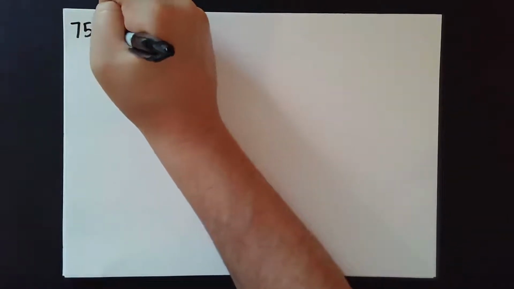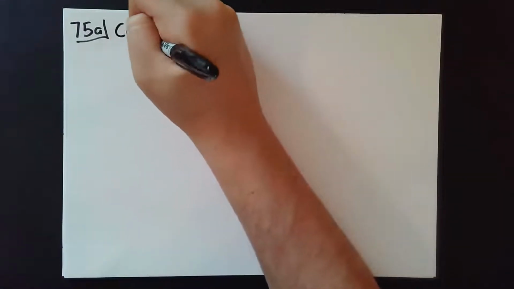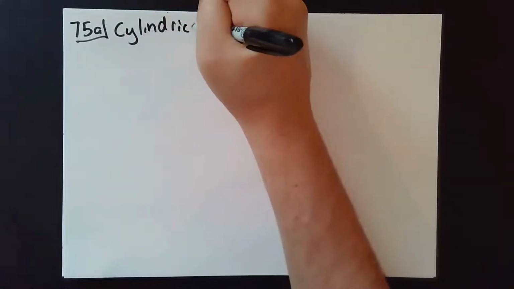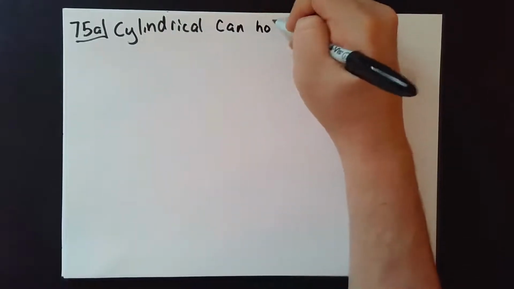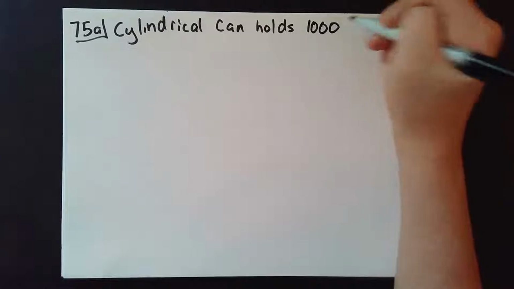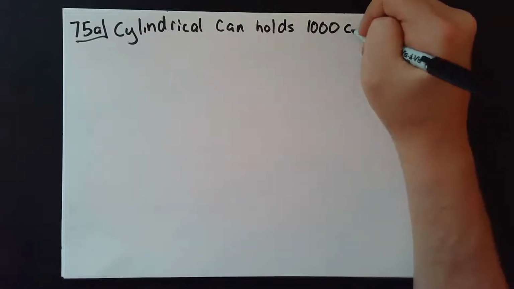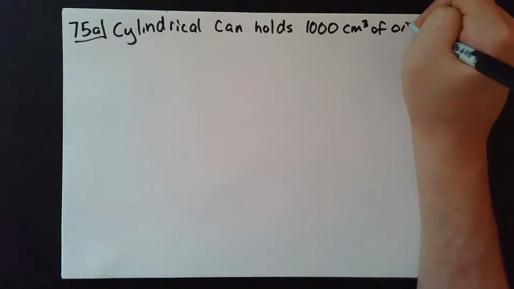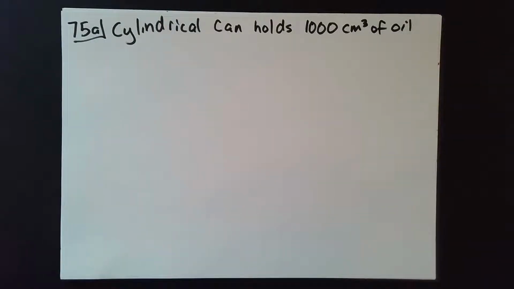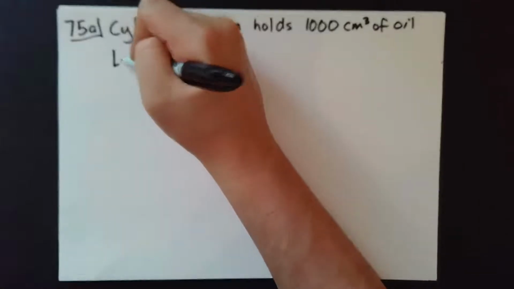75A. 75A is a look up your formulas from geometry that you might not have thought about before, or not have thought about in a bit, question. So 75A says you're making an oil can, and so we want to make a cylindrical can that is going to hold 1,000 centimeters cubed of oil. And we want to know what is the least material that we can use to make this.